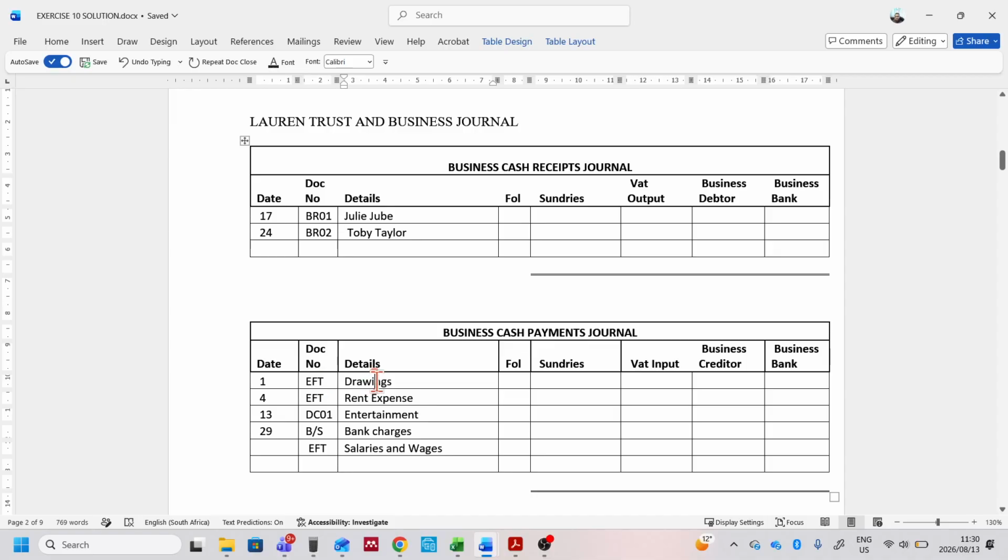So here under detail, we'll write the name of the account affected, which is drawings. Then indicate the total under sundry, 20,000. And then the same thing under business bank, 20,000. So you record on the accounts affected, similar to what we did on the accounting equation. But we said for those that do not have a specific column, you record in what? Sundries, the amount. The account, you write it under details.